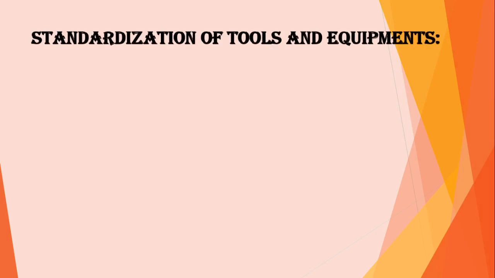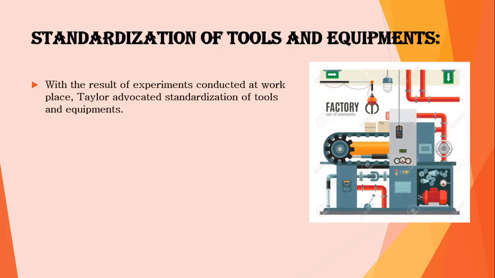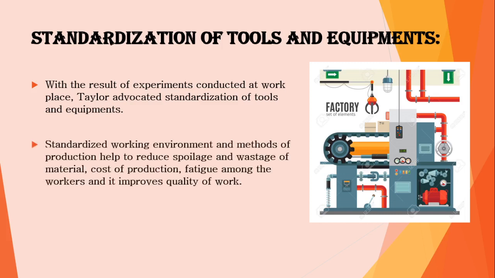Now the next technique is standardization of tools and equipments. With the result of experiments conducted at workplace, Taylor advocated standardization of tools and equipments. Standardized working environment and methods of production help to reduce spoilage and wastage of material, cost of production, fatigue among the workers, and it improves quality of work.